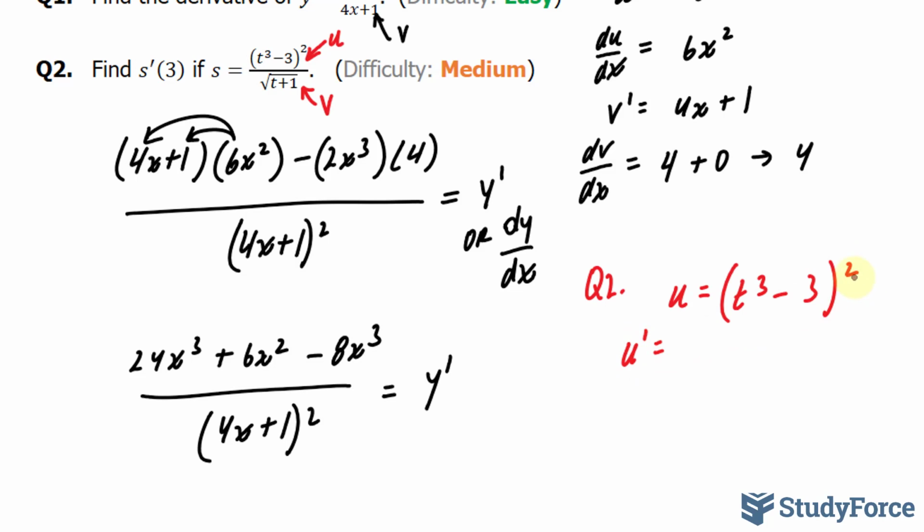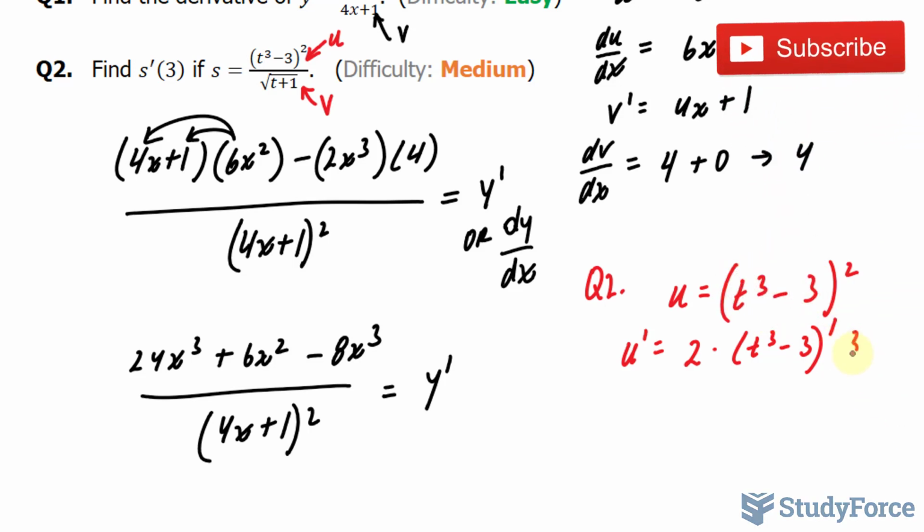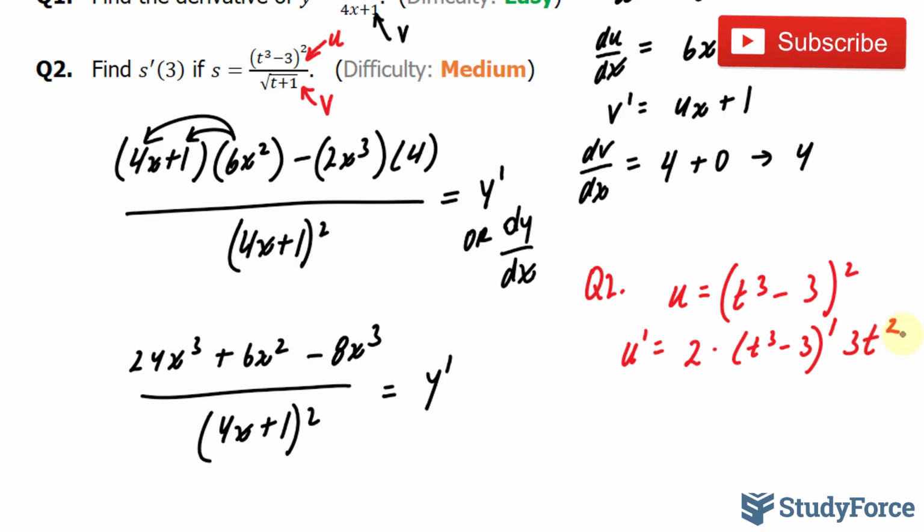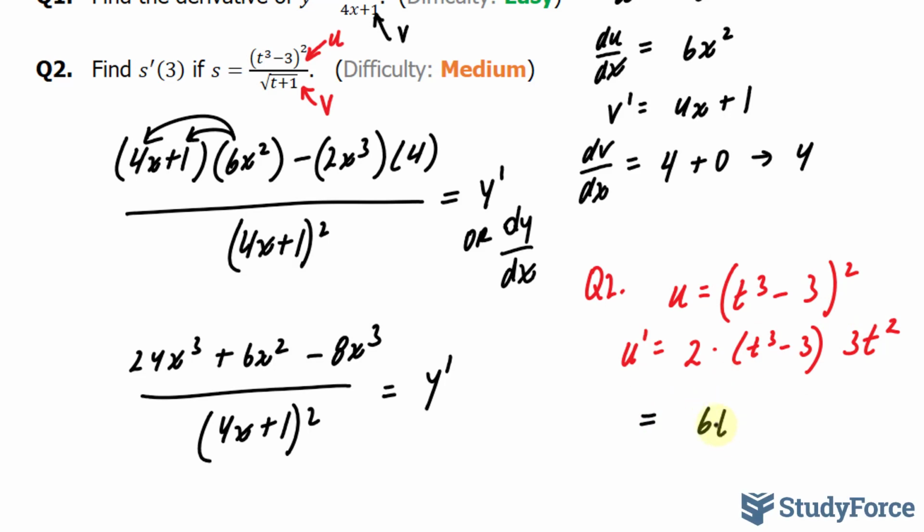U prime is 2 times this expression, t cubed minus 3, to the power of 2 minus 1, which is simply 1. And the derivative of this inner part is 3t to the power of 2. I used the power rule for both of these terms, and I ended up with that. Now I don't need this 1, so I'm going to erase it. And if I simplify this further, I should end up with 6t to the power of 2, bracket t to the power of 3 minus 3.